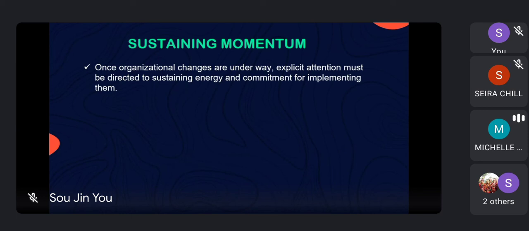Now we proceed to sustaining momentum. Once organization changes are underway, explicit attention must be directed to sustaining energy and commitment for implementing them. In general, for me, changes is important for innovation, or changes lead to innovation. If a certain members of a leaders of an organization reach the goal of changes for innovative purposes, kailangan na pagtuunan yung purpose which is sustaining energy and commitment for implementing them.